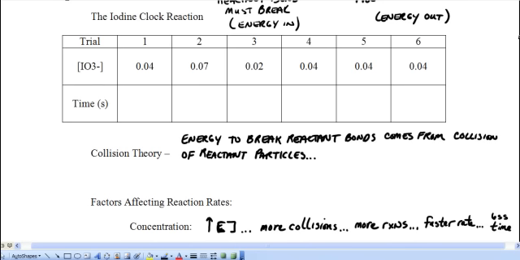So we should be able to predict in the iodine clock reaction what will happen to the rate if we go from 0.04 up to 0.07 molar solutions, or if we reduce the concentration down to 0.02 molar solutions, because concentration has a direct impact on the rates of reaction in many, many cases. All right? But as it turns out, not all collisions will result in a reaction.